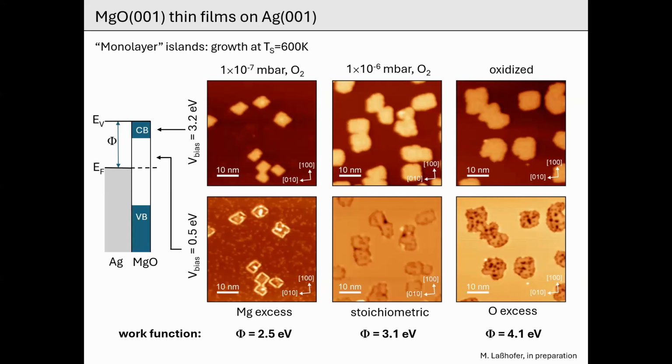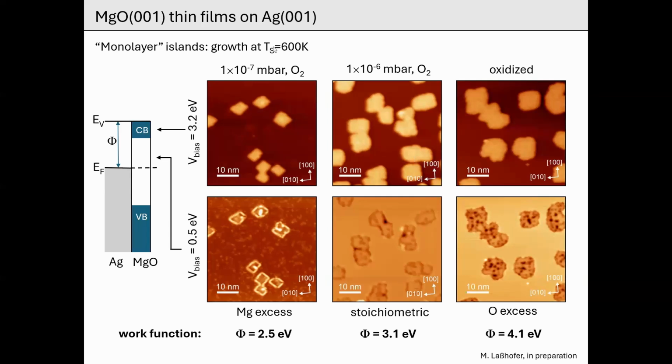So here we have STM images. On the top panel, we see the MgO morphology. So we probe here the conduction band of the magnesium oxide. Here we probe with STM somewhere in the band gap. We are more sensitive to silver, not so much to MgO. Our typical preparation condition is this one here. So we form roughly 3 monolayer high islands.